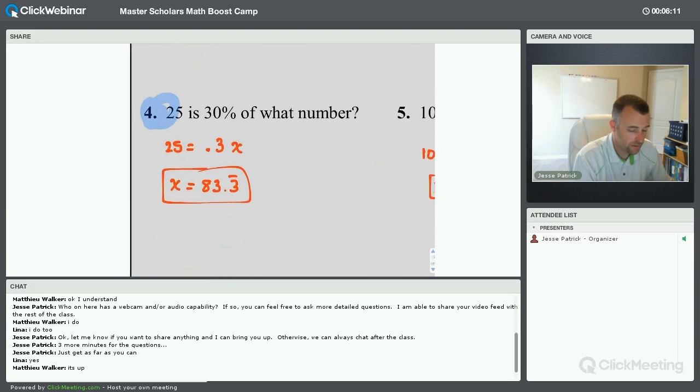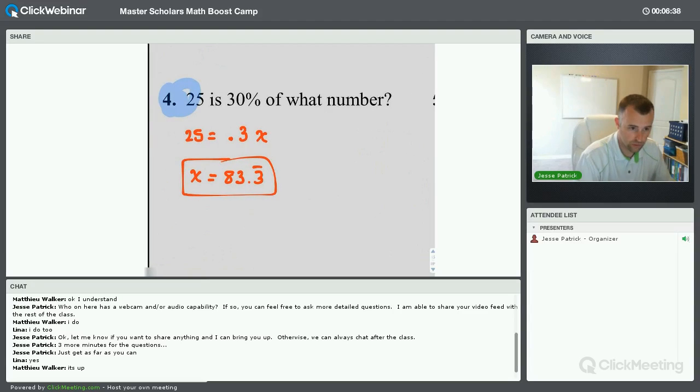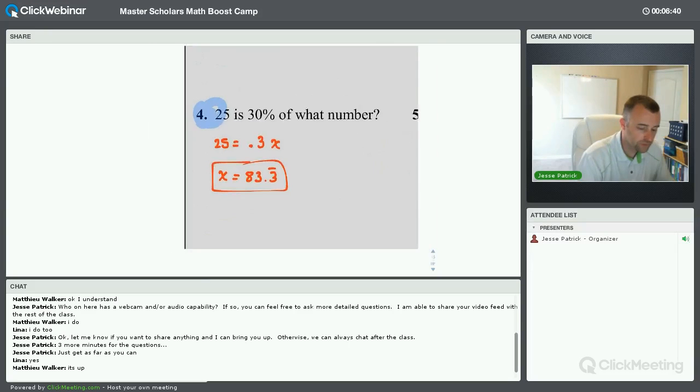Number four says 25 is, so 25 equals. 30% is where I got my 0.3 from. Of what number? So times x. The word number doesn't really matter; you could just say 30% of what. So the number is just part of the what. It's a variable. So 25 equals 0.3x, and then you just divide both sides by 0.3, and you get your 83.3 on number four.